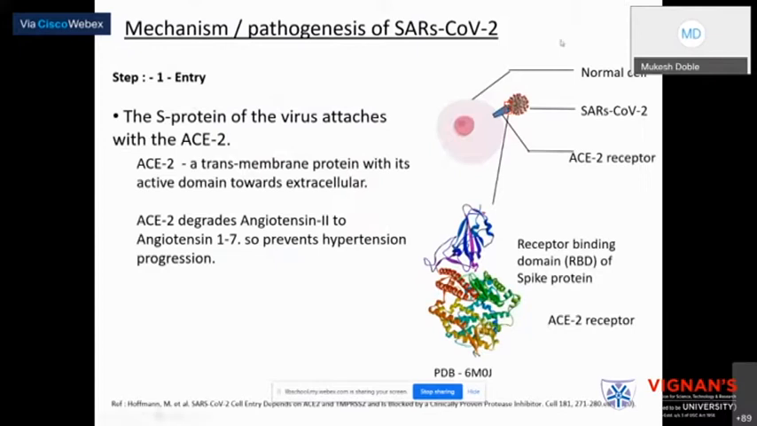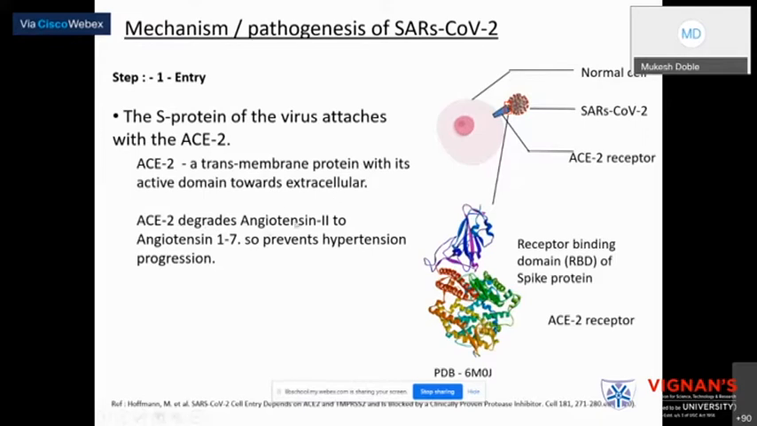The S protein, like I said, the spike protein, attaches to the ACE2. Okay, what is this ACE2? ACE2 is angiotensin converting enzyme 2. What it does is it converts angiotensin 2 to angiotensin 1-7. So it plays a very important role because accumulation of angiotensin 2 leads to hypertension. So this ACE2 converts this and reduces it to non-toxic products actually. So it plays a very important role in humans.